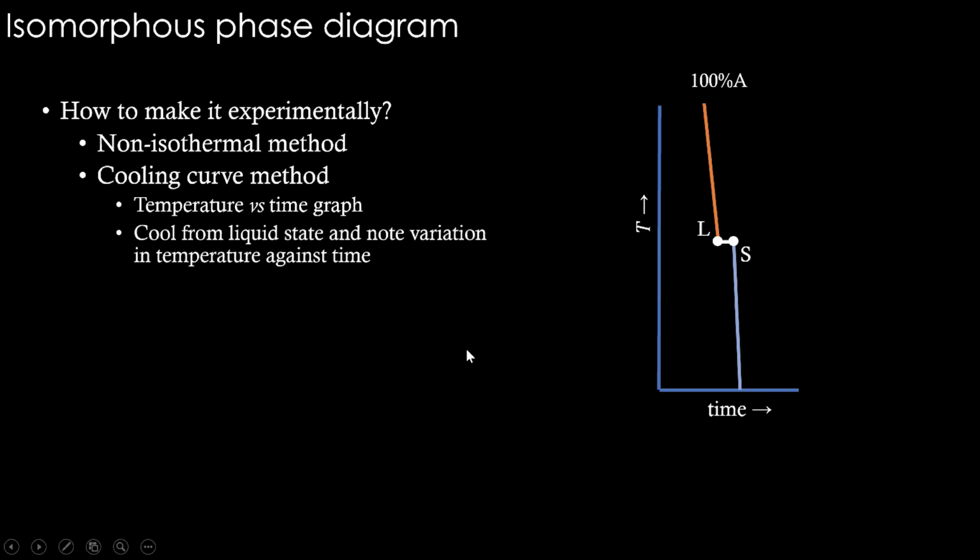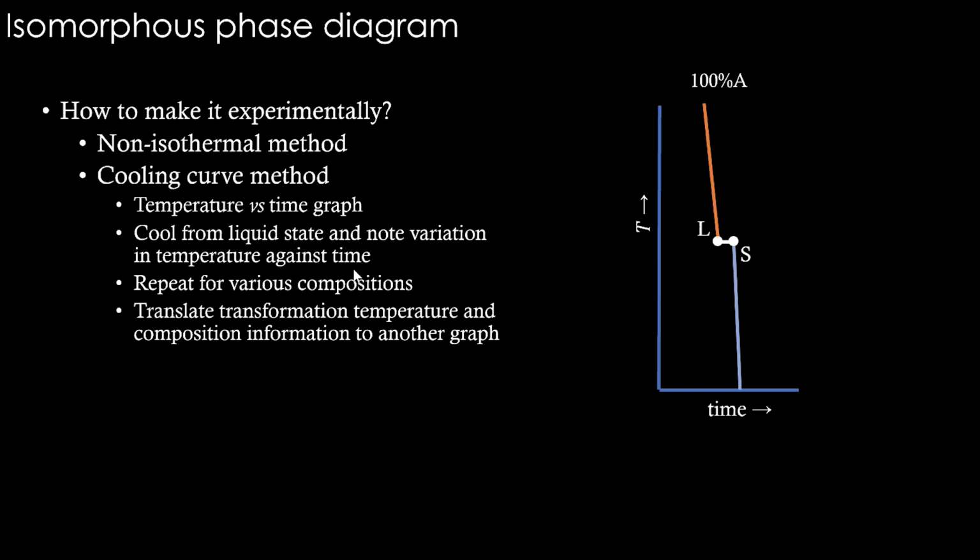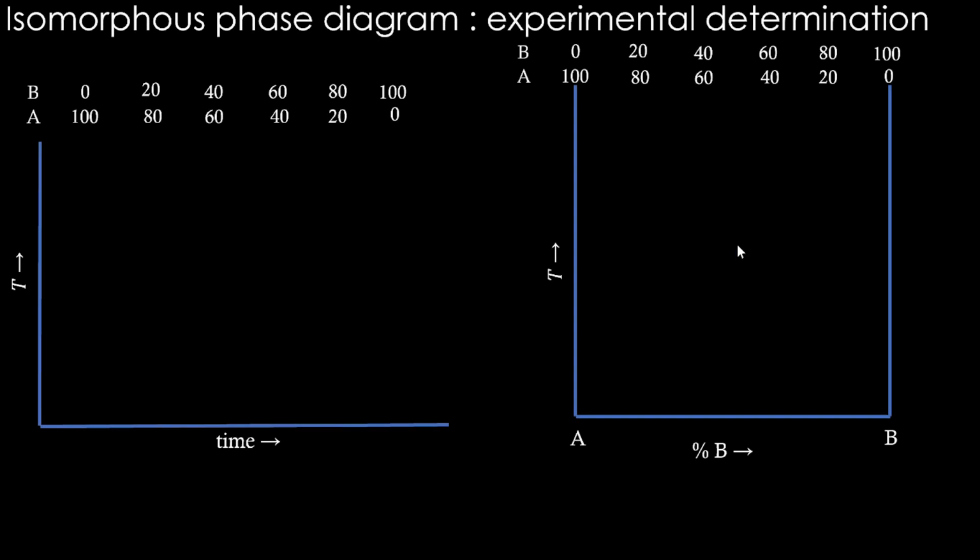So how to make this diagram? Cool from the liquid state and note the variation in temperature against time. And then repeat it for various compositions. Once it is done, translate the information that we got from this cooling curve, the transformation temperature and composition information, to another graph. So we have the composition information here, and we see that there are some changes happening here. These points of change can be translated to another graph of temperature versus composition, which will eventually be the phase diagram. Let's see how to do that.